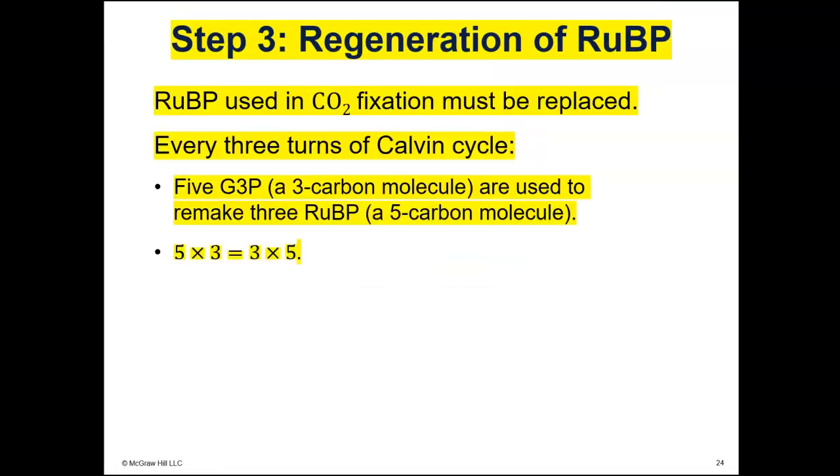And in step 3, 5 of those G3Ps are used to make 3 RUBPs. And that is because the G3Ps have 3 carbons, so 5 G3Ps with 3 carbons each equals 15 carbons. 3 RUBPs having 5 carbons each would account for those 15 carbons. So you just have to do the math. You need 5 G3Ps that have 3 carbons each to regenerate 3 of the 5-carbon RUBPs.